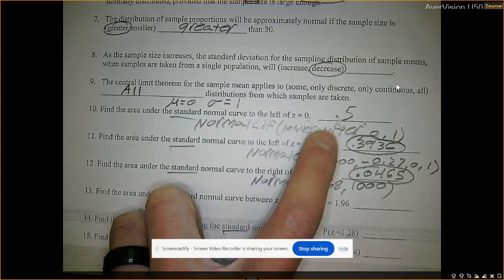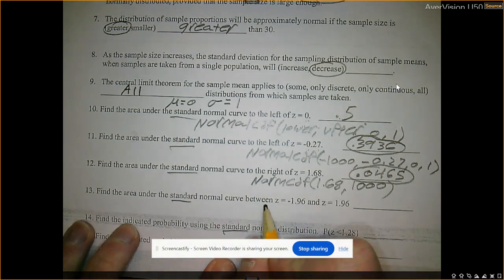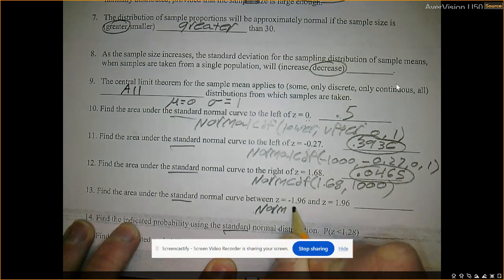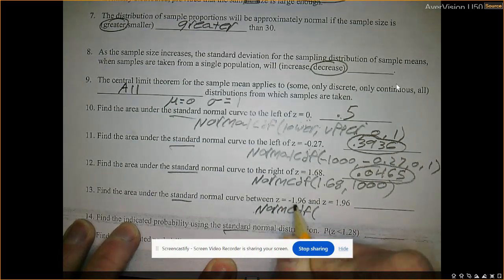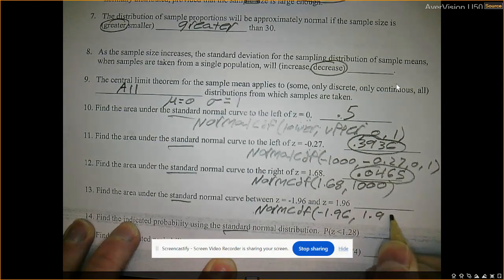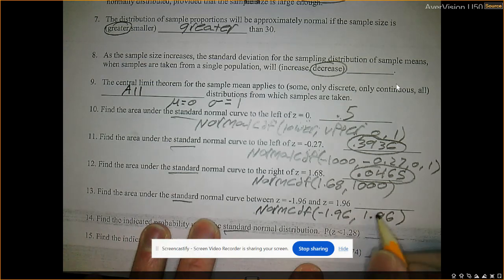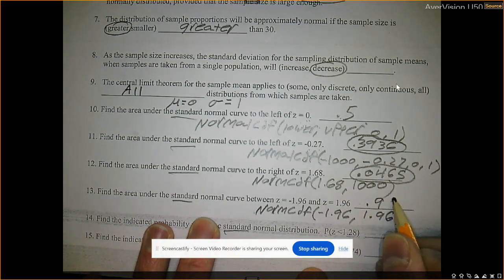Okay, again, it's really just you're doing this over and over for these. Normal CDF, lower bound, upper bound, mean is 0, standard deviation is 1. Okay, we're talking between two. Okay, well, that's still going to be normal CDF. And now your lower bound is the negative 1.96. Your upper bound is the positive 1.96. Mu and sigma still 0. So again, I don't even have to put that in my calculator because this is a standard normal curve. You should get 0.95.